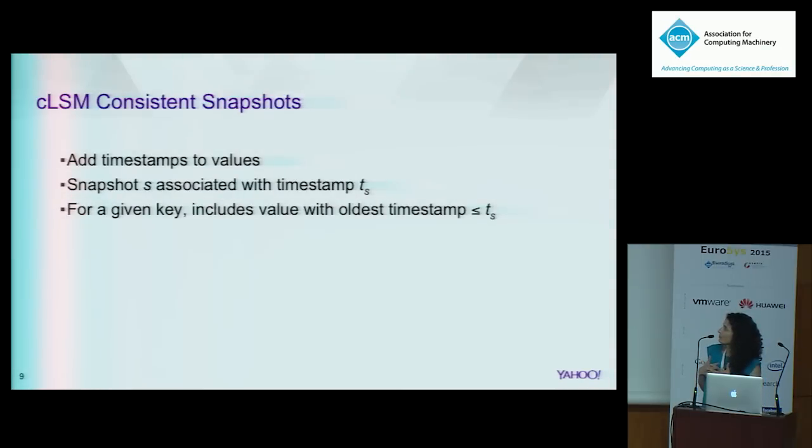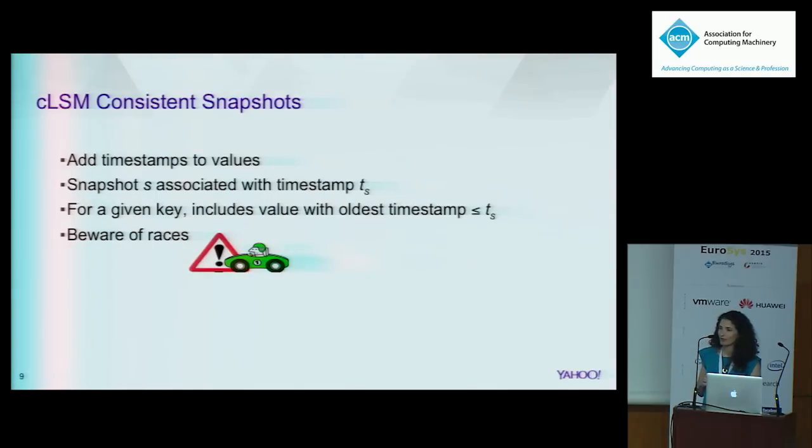cLSM also supports consistent snapshots. LSM stores that support snapshots usually use the common approach of multi-versioning, and we add a counter to manage the versions. A put operation increases the counter, and when a scan is initialized, it reads the counter. The next operation within the context of a scan returns the most updated version that has a timestamp that is smaller than the timestamp associated with the snapshot.